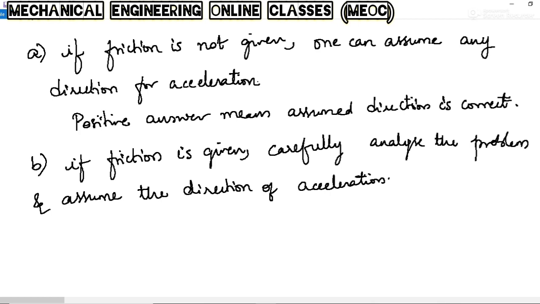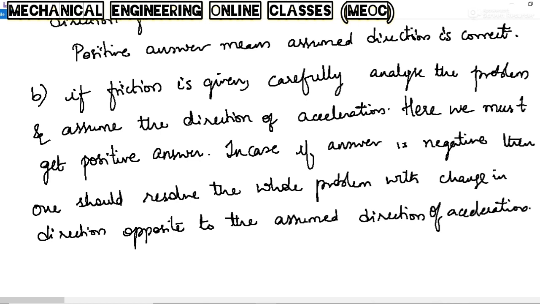But in the second case, if friction is there and we get a negative answer for acceleration, that means we have to change our assumed direction of acceleration and resolve the entire problem once again. That time again it should give us a positive answer. So that's the reason we have to very carefully analyze the problem before we make an assumption for the direction of acceleration in case of friction. So this is the third step about the assumption for the direction of acceleration.